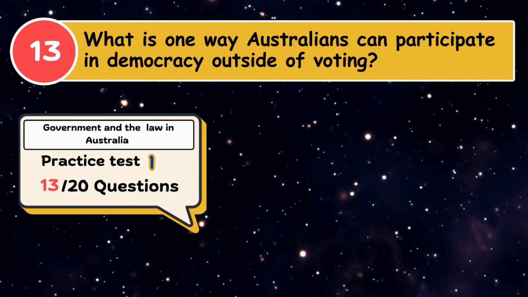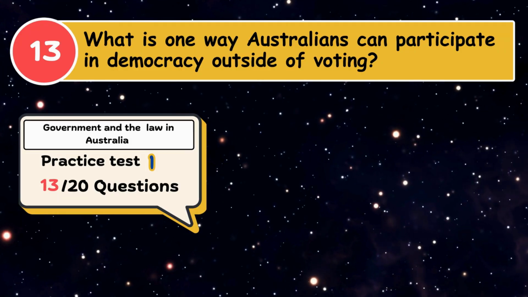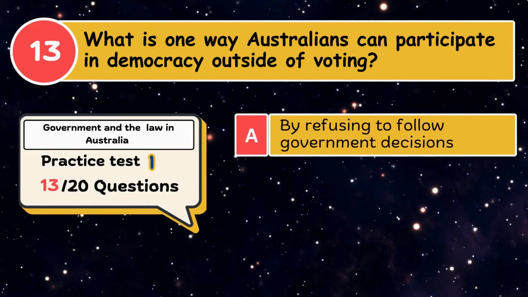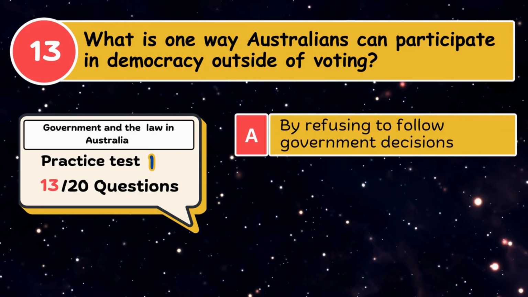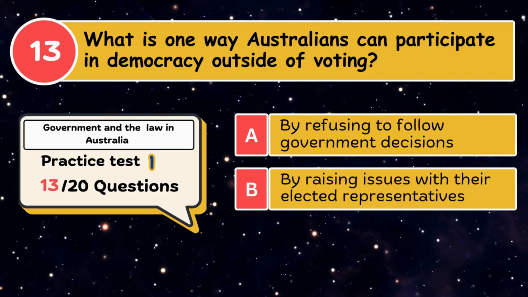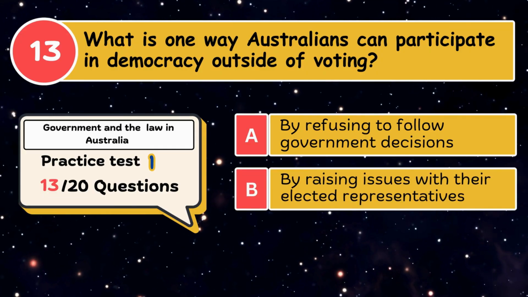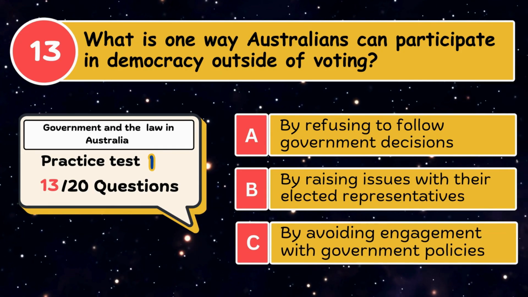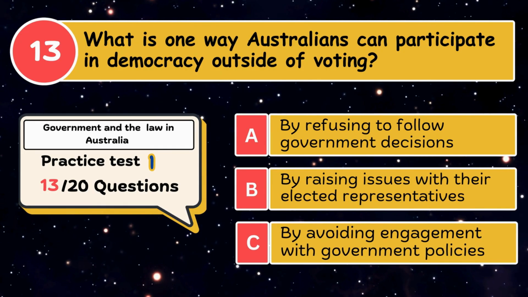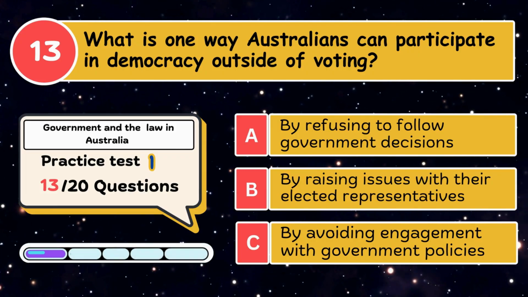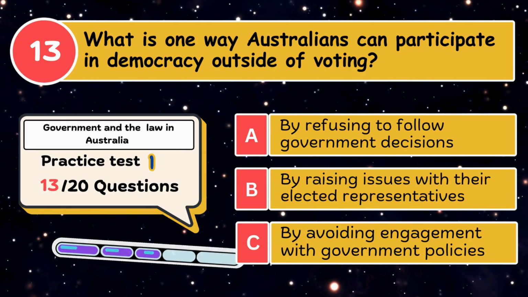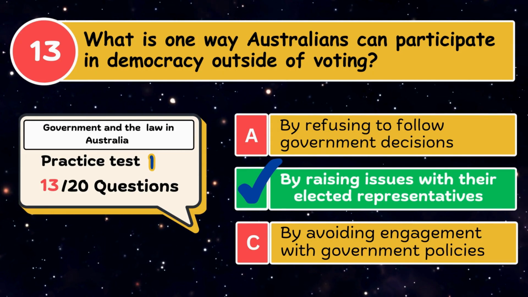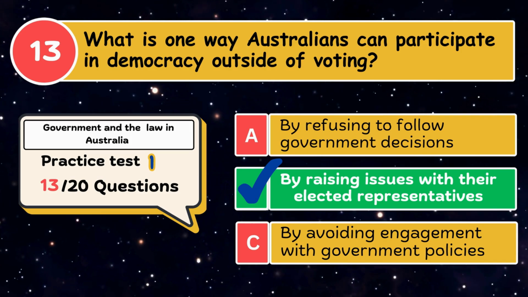What is one way Australians can participate in democracy outside of voting? A. By refusing to follow government decisions. B. By raising issues with their elected representatives. C. By avoiding engagement with government policies. The correct answer is by raising issues with their elected representatives.